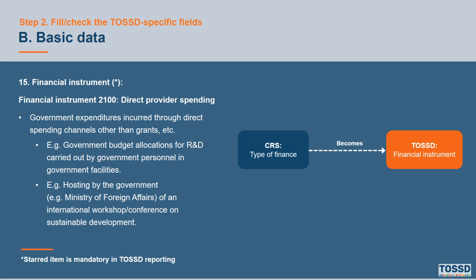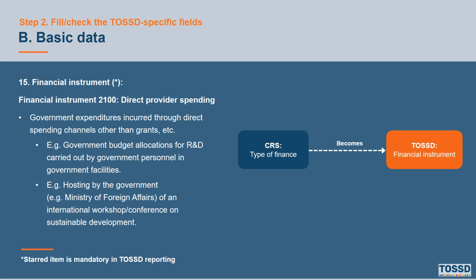In TOSSD, reporters can provide information on financial instruments of their reported activities. Please note that in the CRS, this information is captured under the type of finance. The available CRS information will therefore pre-fill this TOSSD reporting item. In TOSSD, there exists a specific financial instrument for direct provider spending. The code for this type of financial instrument is 2100.